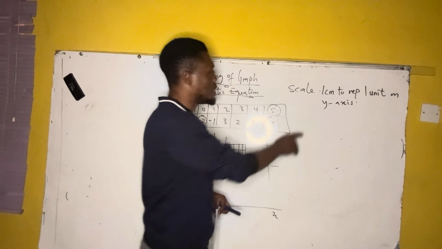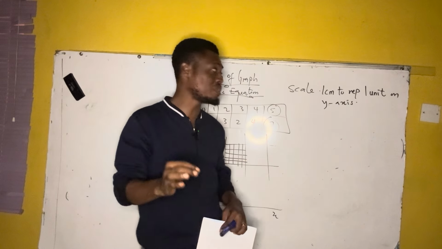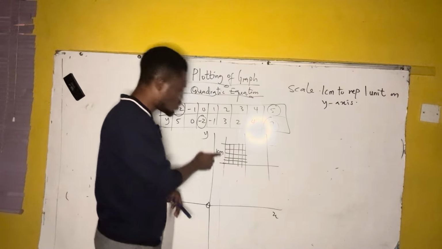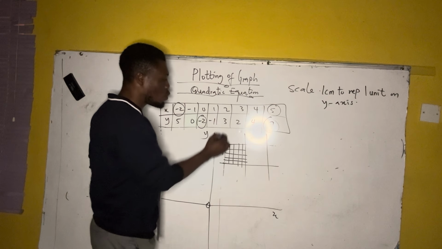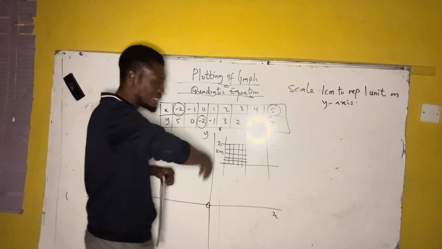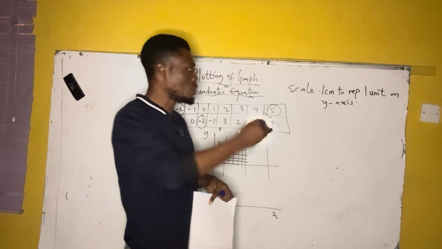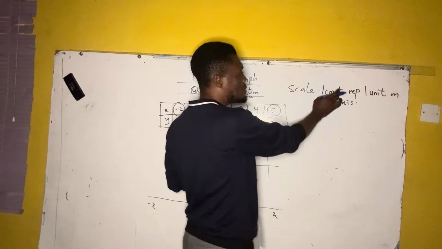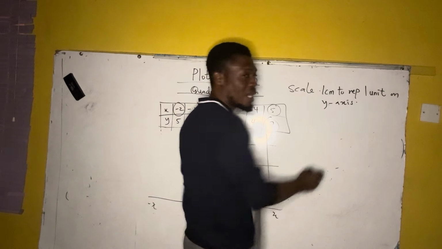If I say I want to make 1 centimeter represent 2 units, that means that for every 1 centimeter, it is 2. So from this point to this point, which is 1 centimeter, I'm going to write 2 here. The next 1 centimeter I'm going to write is also 2. So 2 plus 2 will be what? 4. And that's the way you write it, like that. So that's the definition of your scale. Every centimeter you are choosing represents a particular unit.